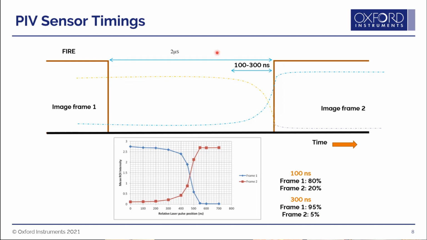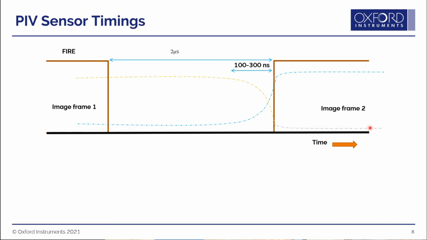But with a gated camera, you can actually set it so that you are exposing your sensor to light just before this point and then just after this point of this 100 to 300 nanosecond window, and have this really short time frame, which you can't have if you're just taking an image with an sCMOS sensor on its own.